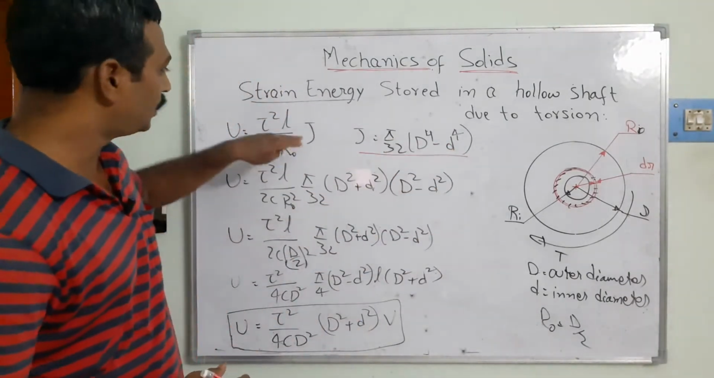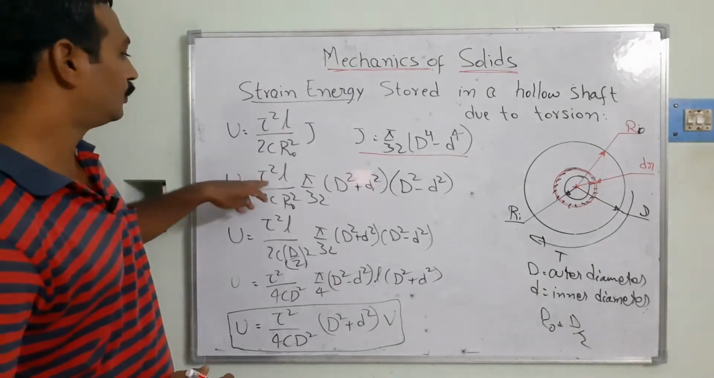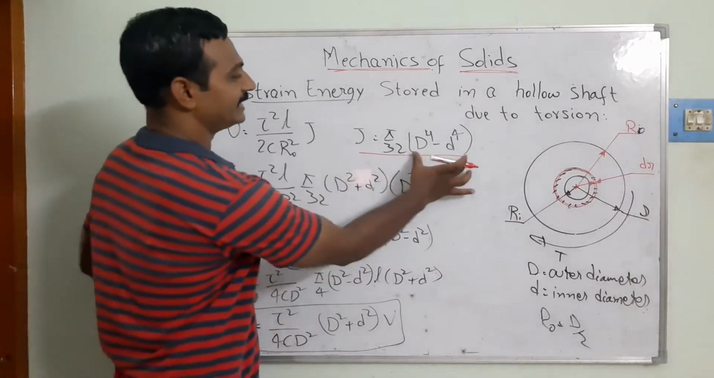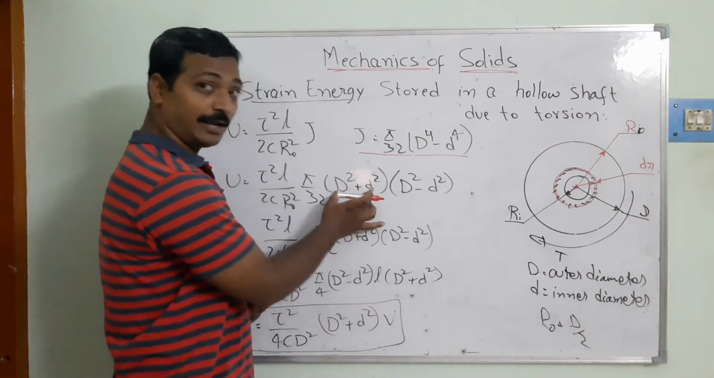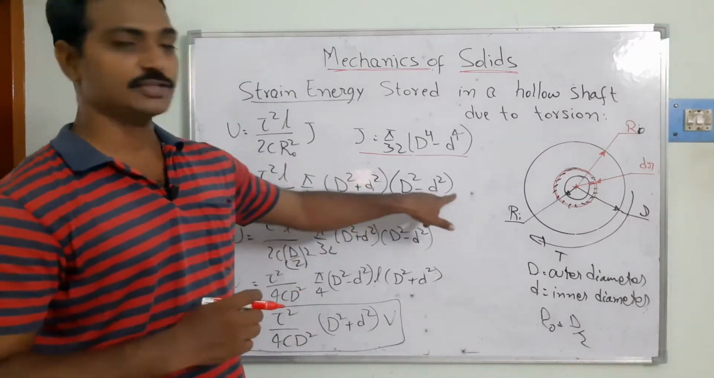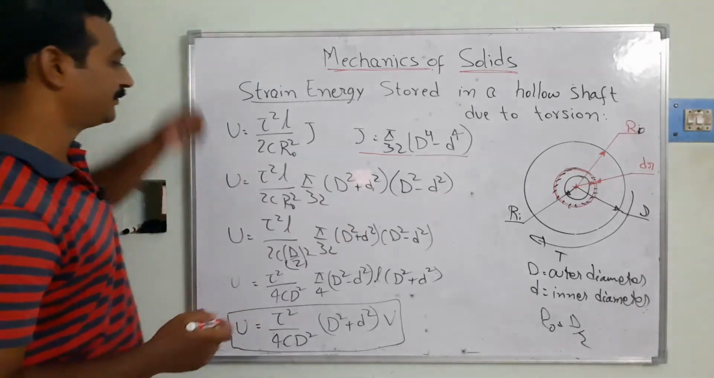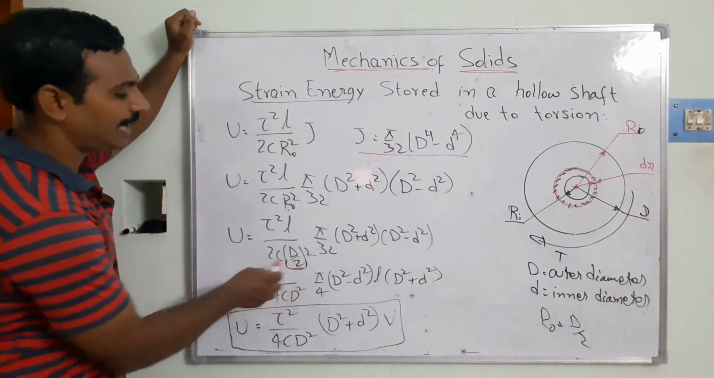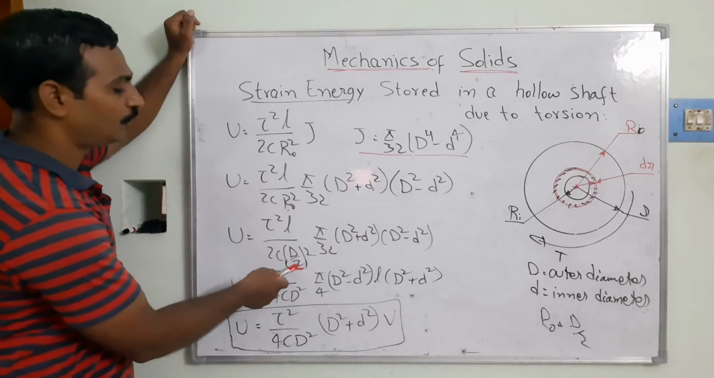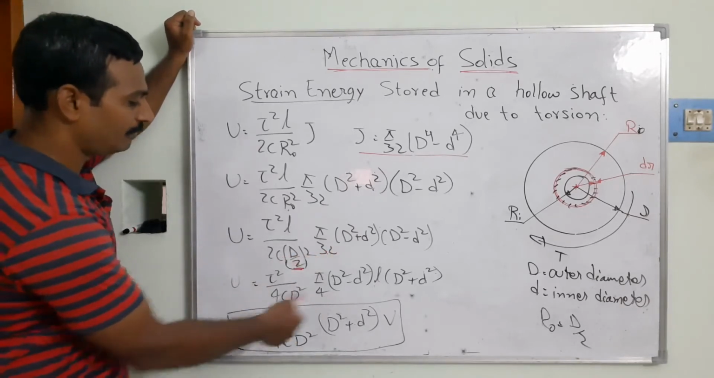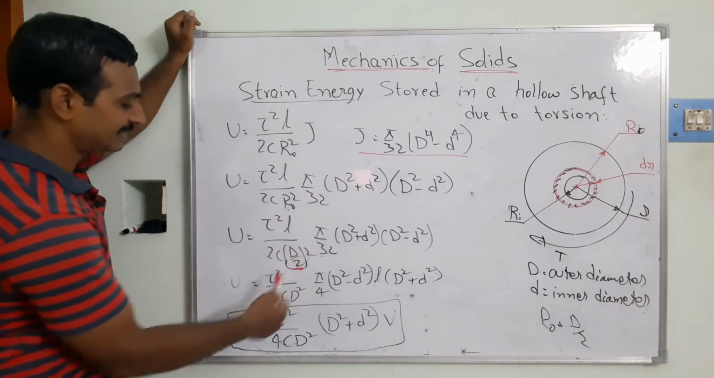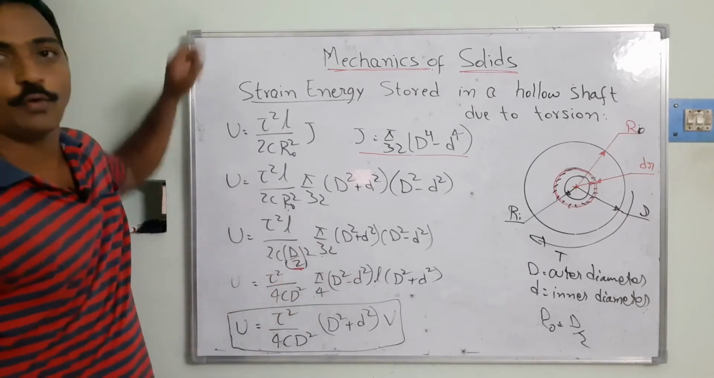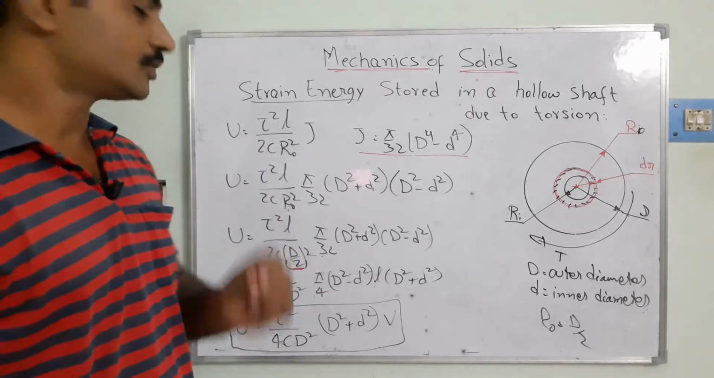Then I substitute in this equation and simplify. Tau square L by 2C R naught square pi by 32, and I rewrite this as capital D square plus small d square into capital D square minus small d square. Simplifying further, R naught is substituted as capital D by 2, the outer diameter by 2. Then the 4 times cancels into 8 times, and rewriting 8 into 2 is 16, the same equation becomes tau square by 4C capital D square, pi by 4 into capital D square minus small d square into L, into capital D square plus small d square.